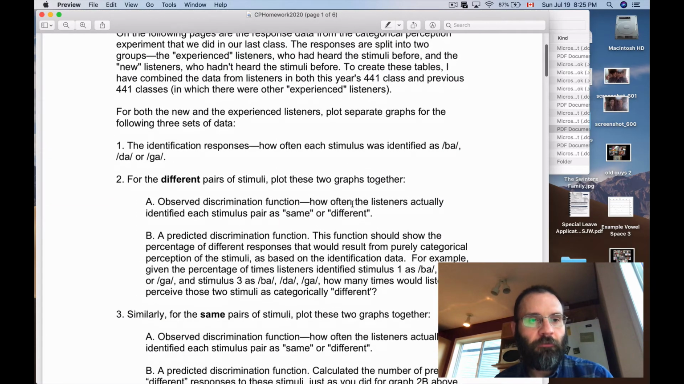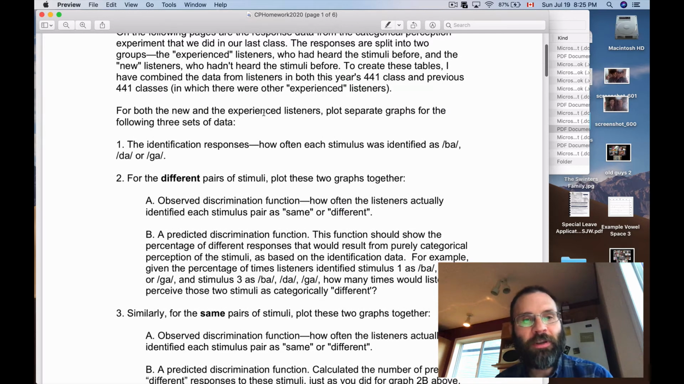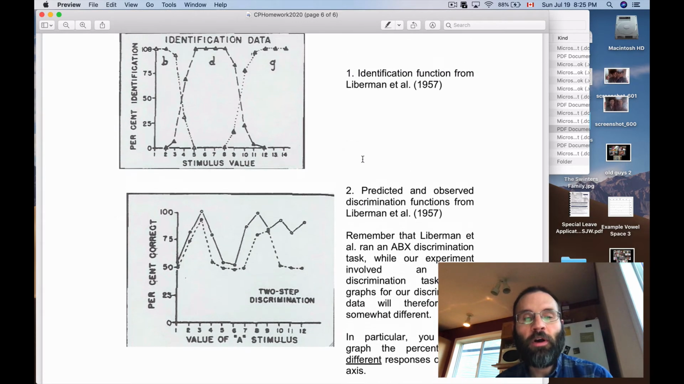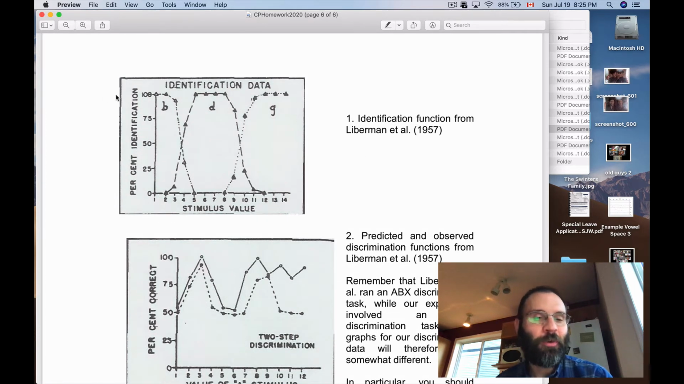So for both the new and experienced listeners, I want you to plot separate graphs for the following 3 sets of data. So number 1, the identification responses. How often was each stimulus identified as ba, da, or ga? And you can make the graph any way you want, whether it's in Excel or by hand or whatever, but it should look something like this.